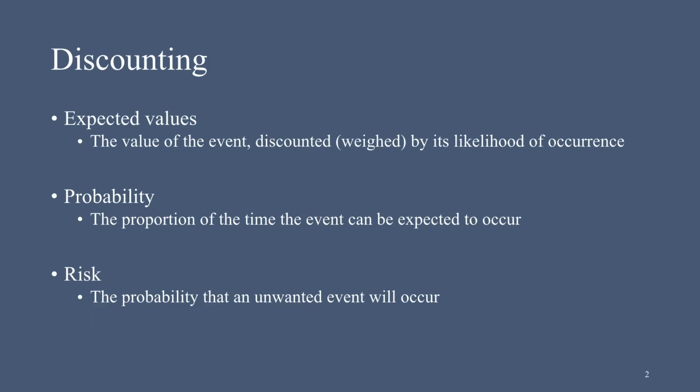Let's start by defining some terms. First, expected values are calculated by taking the value of a particular event and weighting it by the likelihood that it occurs. We'll see this more in practice, and hopefully that will make more sense. Probability is the likelihood of a given event occurring. And finally, risk is the probability of an unwanted event.